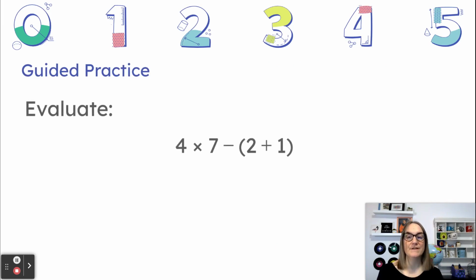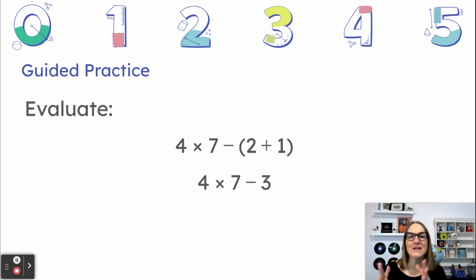This time we're going to evaluate this expression, 4 times 7 minus brackets 2 plus 1, close brackets. Pause the video here and try and work this one out on your own. Which step did you take first to simplify the expression? Did you simplify it to 4 times 7 minus 3 by doing the operation in the brackets first? If you did, give yourself a big pat on the back for following the order of operations correctly.